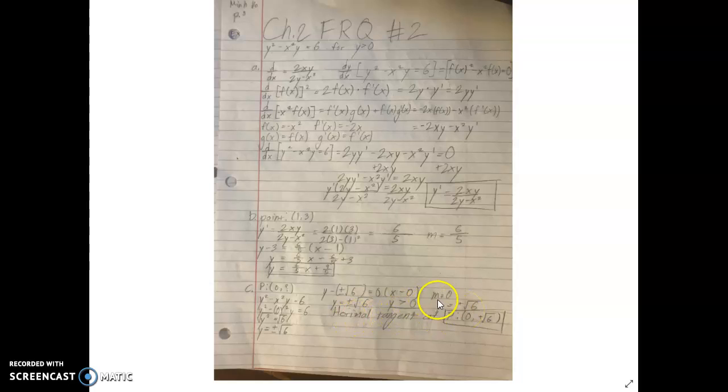And so we're able to just take our y value and plug it back into point P. And so we're able to determine that there's a horizontal tangent at 0, positive square root of 6.